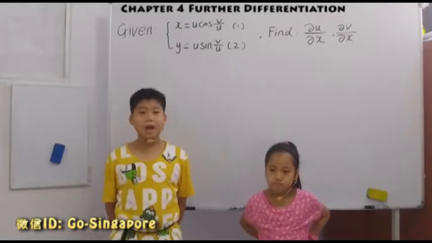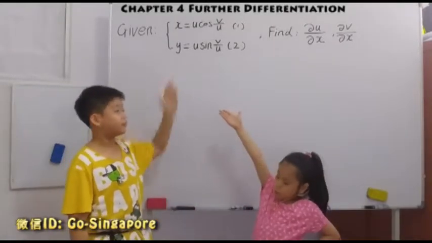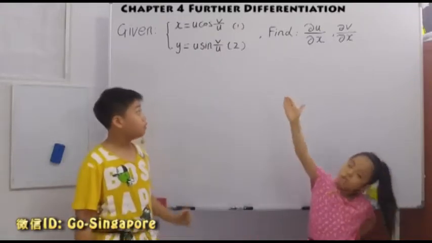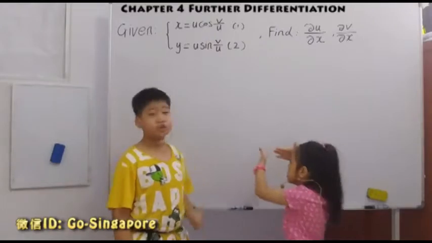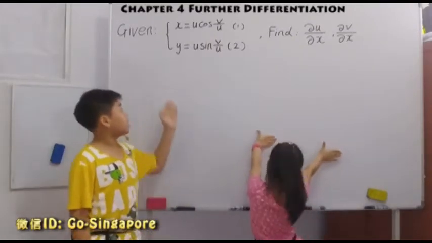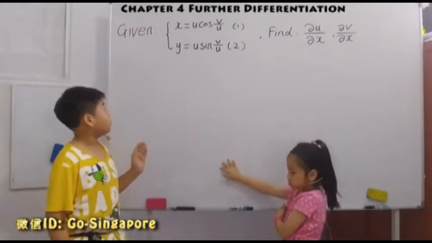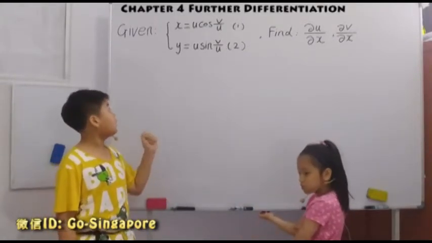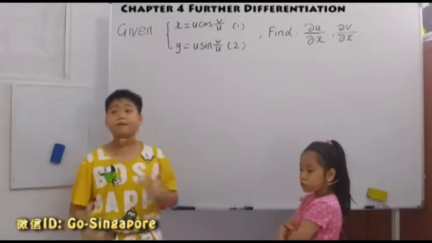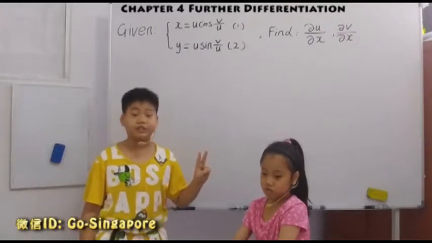This lesson is Calculus, Chapter 4, Further Differentiation. We'll find partial u, partial x, and partial v, partial x for the simultaneous equations with four variables: x, y, u, and v. Yes, we have two equations.